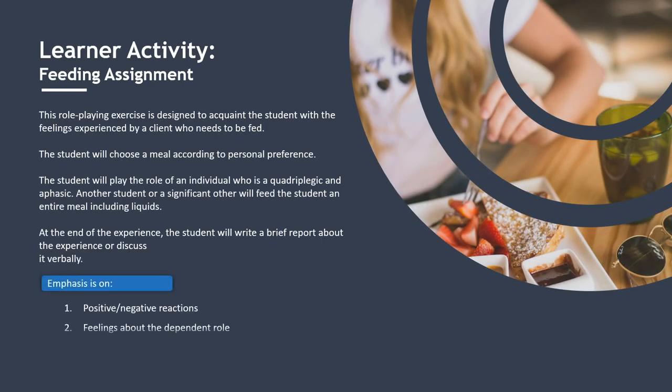Learner Activity, Feeding Assignment. This role-playing exercise is designed to acquaint the student with the feelings experienced by a client who needs to be fed. The student will choose a meal according to personal preference. The student will play the role of an individual who is quadriplegic and aphasic. Another student or a significant other will feed the student an entire meal, including liquids.